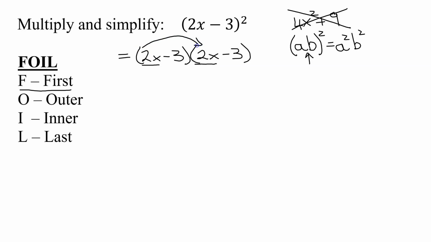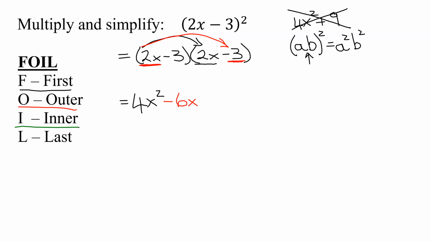That means 2x times 2x. So 2 times 2 is 4, x times x is x squared. Now we need to go on to outer terms. That means the two outermost terms. So I'm going to multiply 2x times negative 3. So 2 times negative 3 is negative 6, and I just have one x. So I get negative 6x.